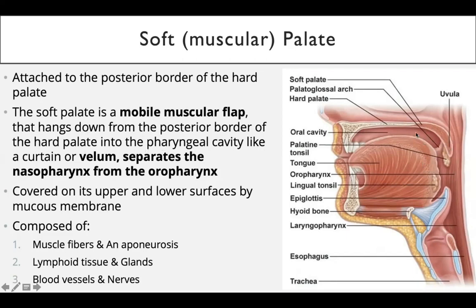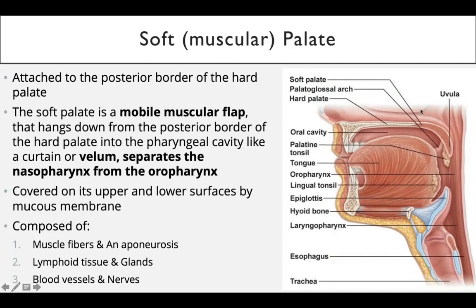So next to the oral cavity, there is an isthmus, a pharyngeal isthmus, and that starts a cavity here, which is the pharyngeal cavity. So like a curtain or velum. The soft palate is a mobile muscular flap that hangs down from the posterior border of the hard palate into the pharyngeal cavity like a curtain. That curtain is known as the velum. And it separates the nasopharynx, which we cannot see here, from the oropharynx.